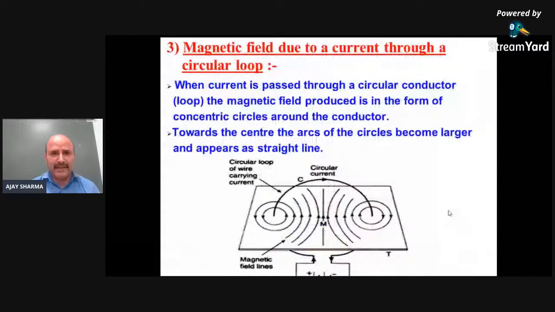Now you can see the magnetic field due to a current through a circular loop. This is very important. Earlier it was a straight conductor, and we were discussing the magnetic field pattern around a straight conductor. Now it is a circular loop. A loop can be created by just molding a wire in a circular form. What will be the pattern of magnetic field lines around this circular loop? When a current is passed through a circular conductor, that is a loop, the magnetic field produced is in the form of concentric circles. You can see again here that concentric circles are produced on both ends around the conductor.